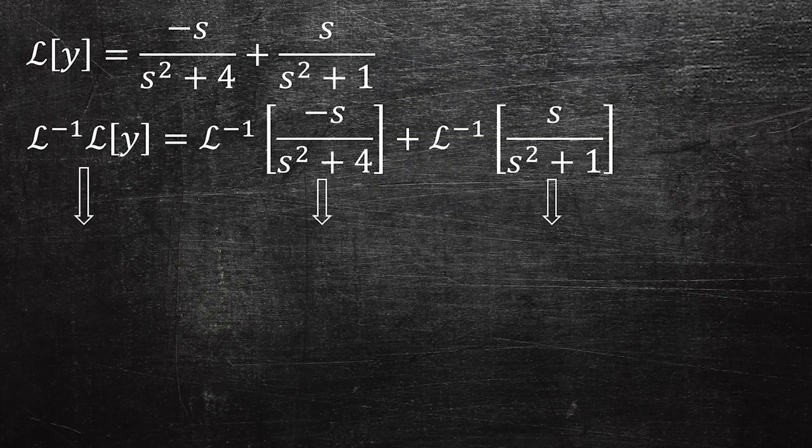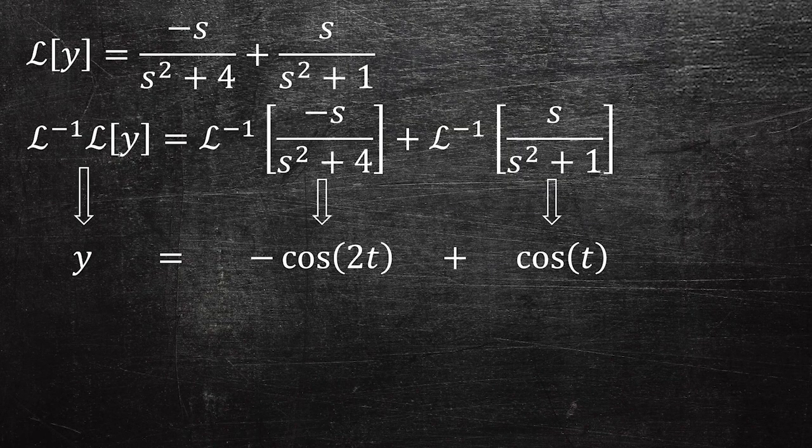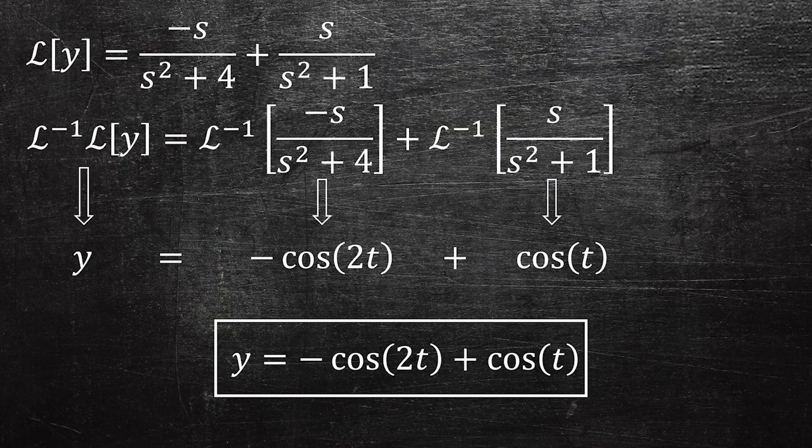Now let's put it all together. Our first term is going to become y. Our second term is going to become negative cosine of 2t. And our third term is cosine of t. This is our solution. We just found it.